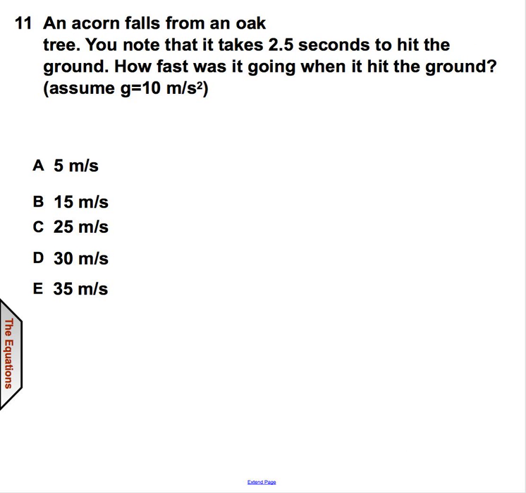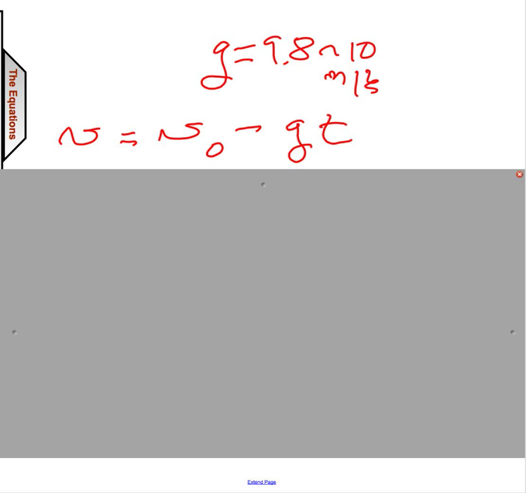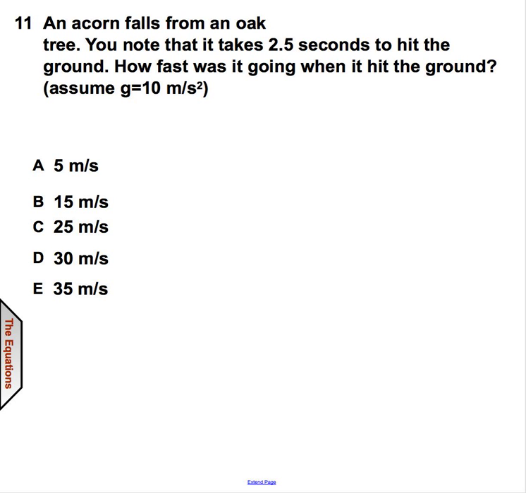An acorn falls from an oak tree. You know that it takes 2.5 seconds to hit the ground. How fast was it going when it hit the ground? Stop the tape and see if you can answer the question. And here are the equations in case you forgot them.